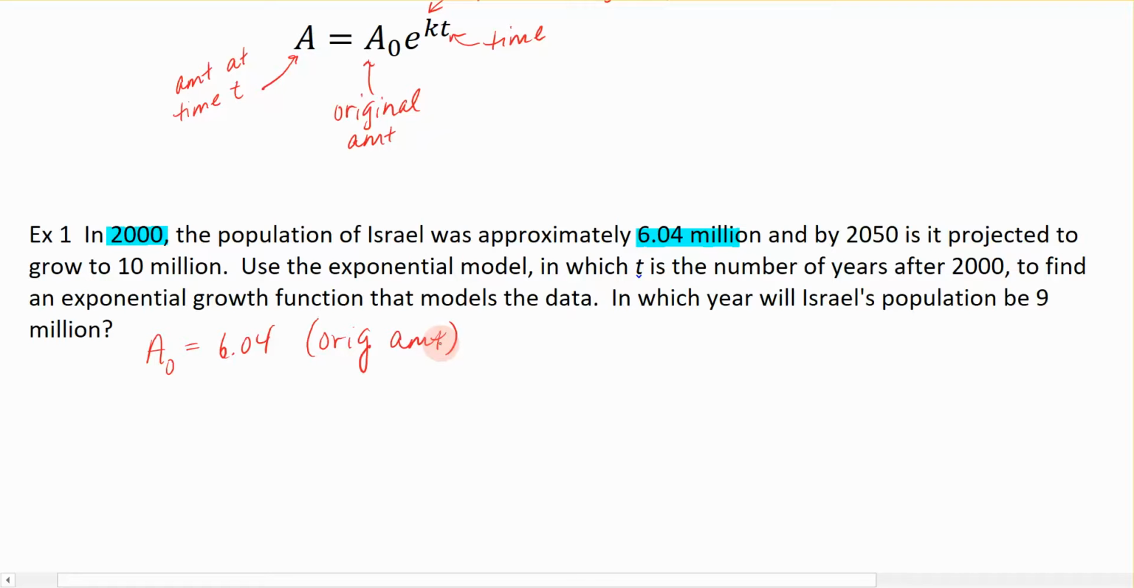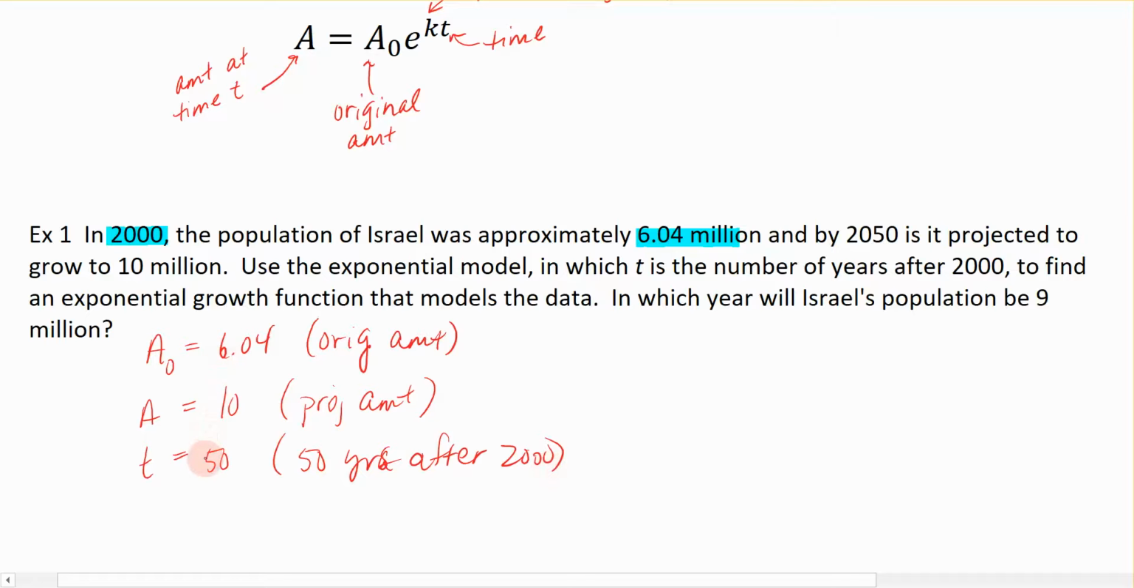Now, the next piece of information says that by 2050 it's projected to be 10 million. And that is what we're going to use for A. So 10 is going to be the projected amount. The next thing we want to look at here is time. We need a time, so t is related to this projected amount, and that is going to be 50, because we are 50 years after our initial start of 2000.